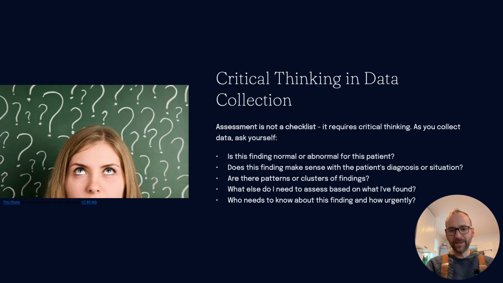That's an abnormal finding that could indicate internal bleeding. Are there patterns or clusters of findings? Are you finding a lot of things wrong at once? So you did a lung assessment and you noticed their lungs sounded coarse, but you also see they're breathing funny and they're tired and lightheaded. Those could go together. Did one piece of assessment open me up to have to do more assessment? That can happen. Now, did I find something that's abnormal?